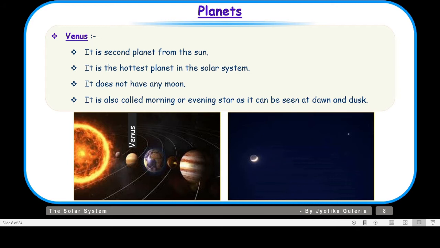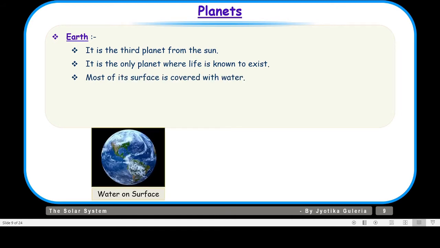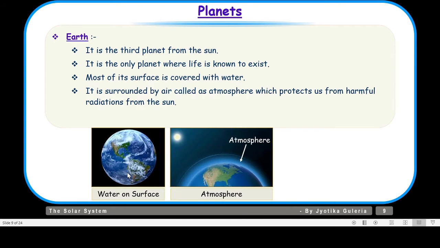And now the third planet from the sun is our own Earth. It is the only planet where life is known to exist, as it has air and water and it receives the right amount of temperature from the sun. Most of its surface is covered with water. It is surrounded by air called the atmosphere, which protects us from harmful radiations from the sun. That is, the layer of air that surrounds the earth is also called the atmosphere.